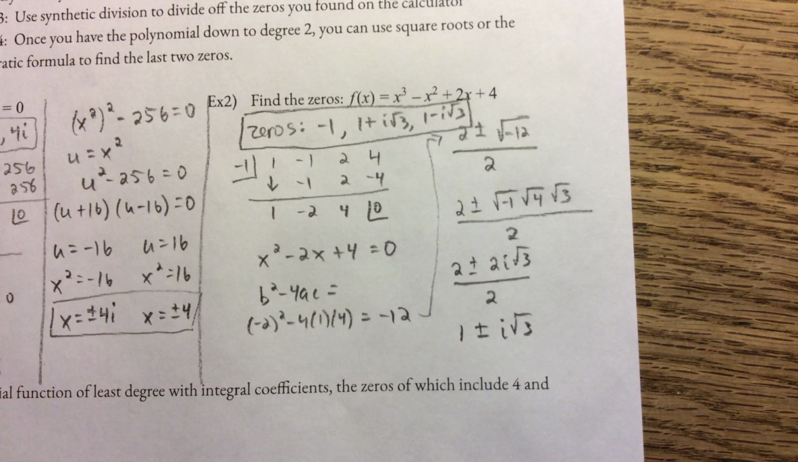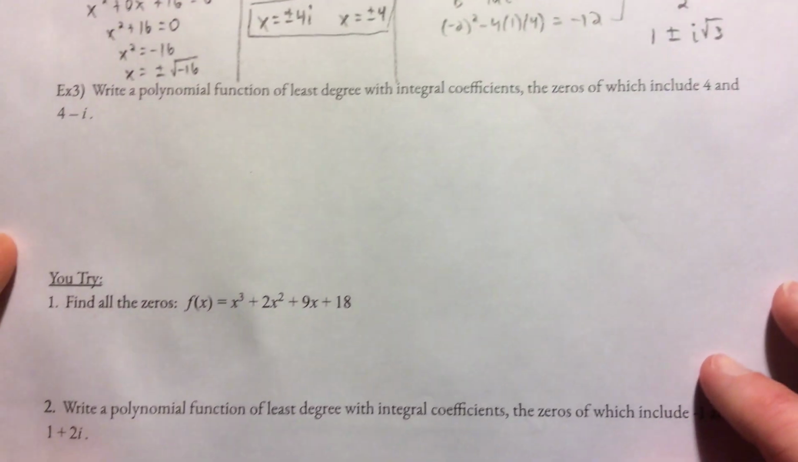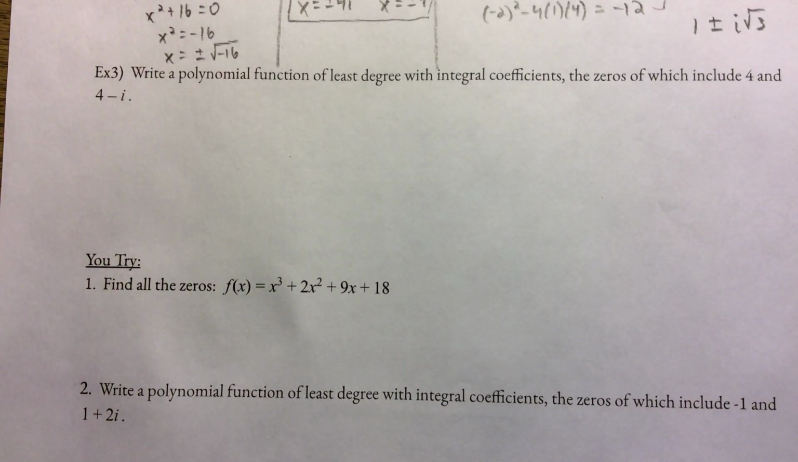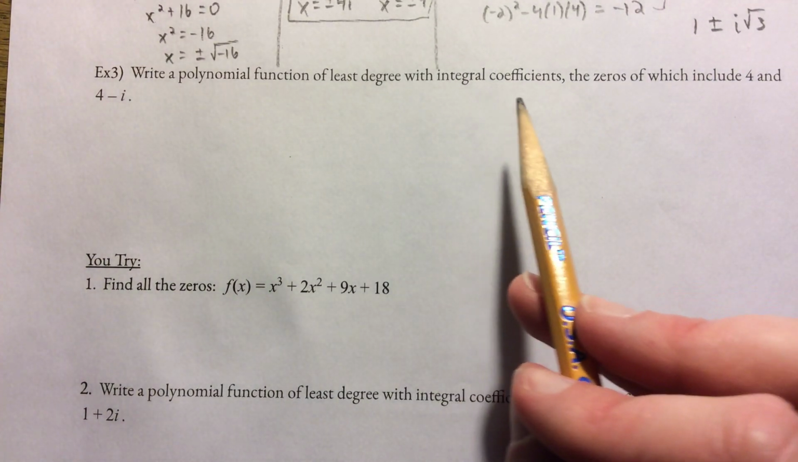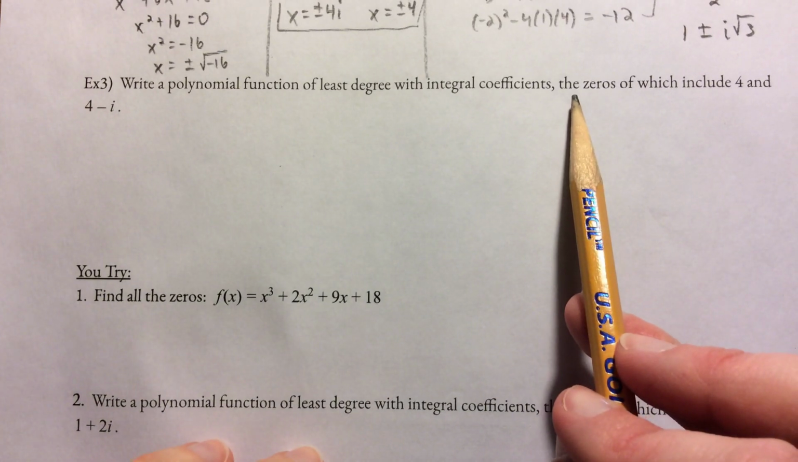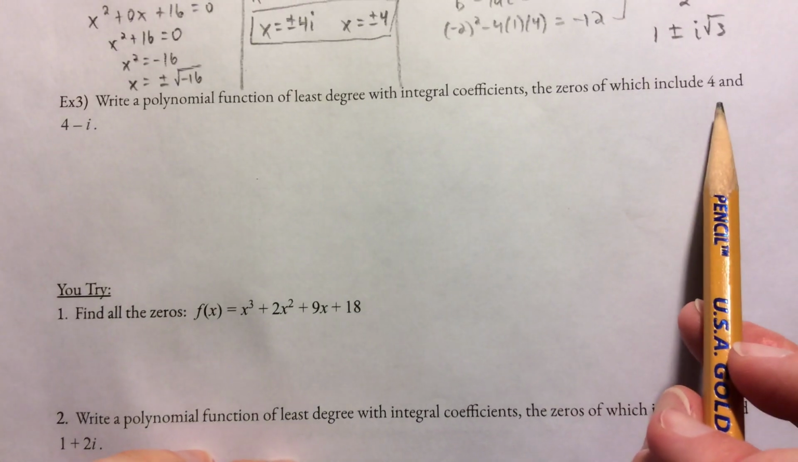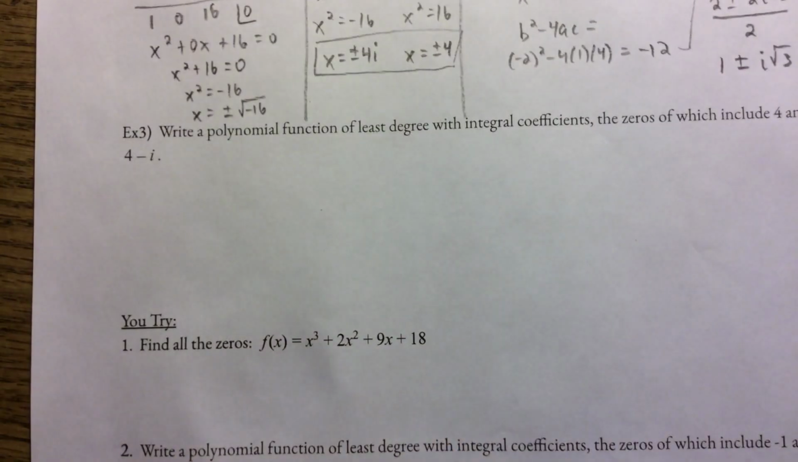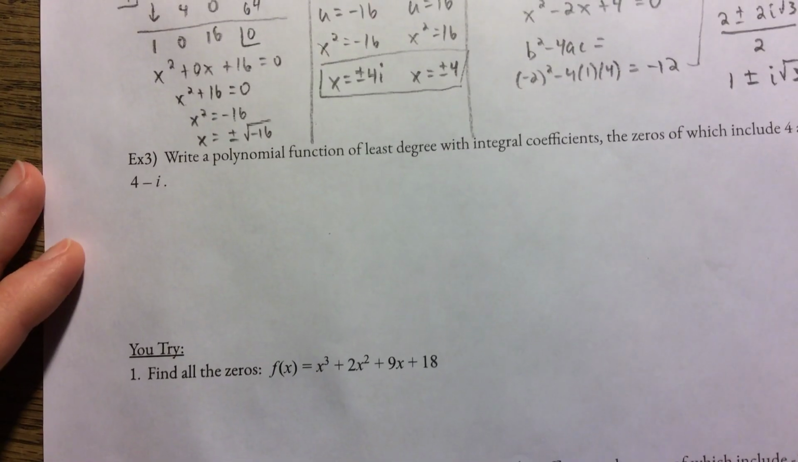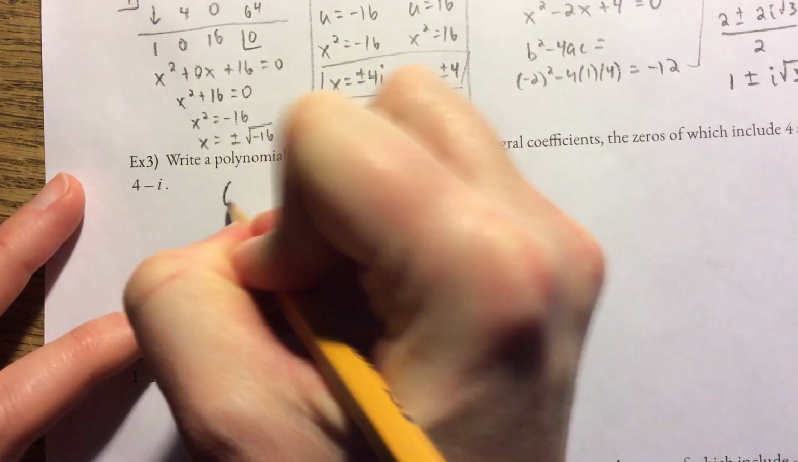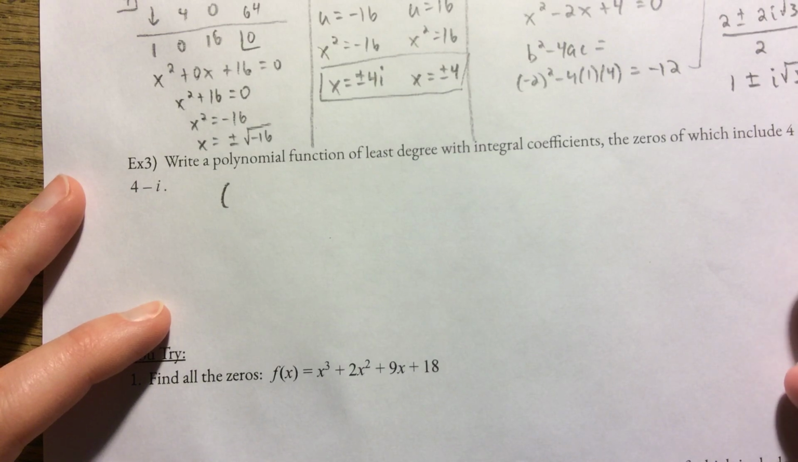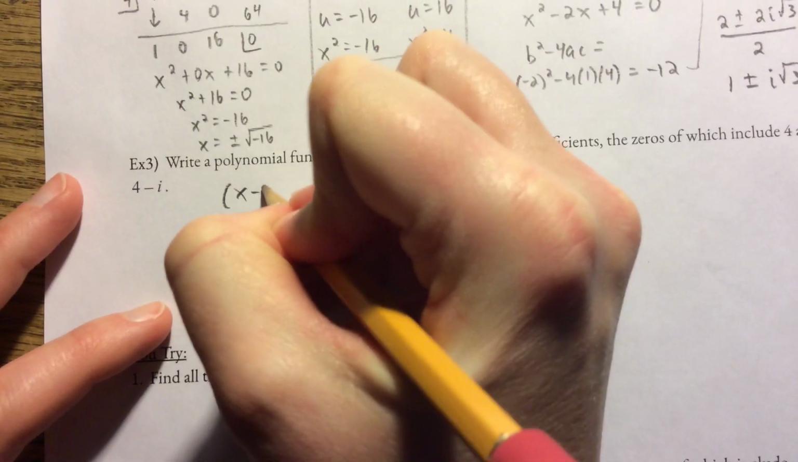Alright, one more example. So it says, write a polynomial function of least degree with integral coefficients where the zeros of the function include 4 and 4 minus i. So if I have a 0 at 4, what I'm going to do is put these into factors here. So what this really means is this is an x minus 4.